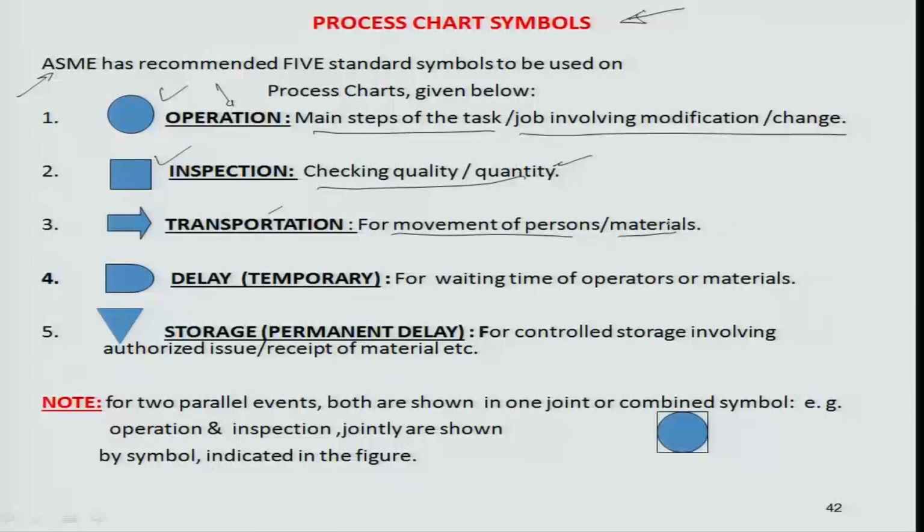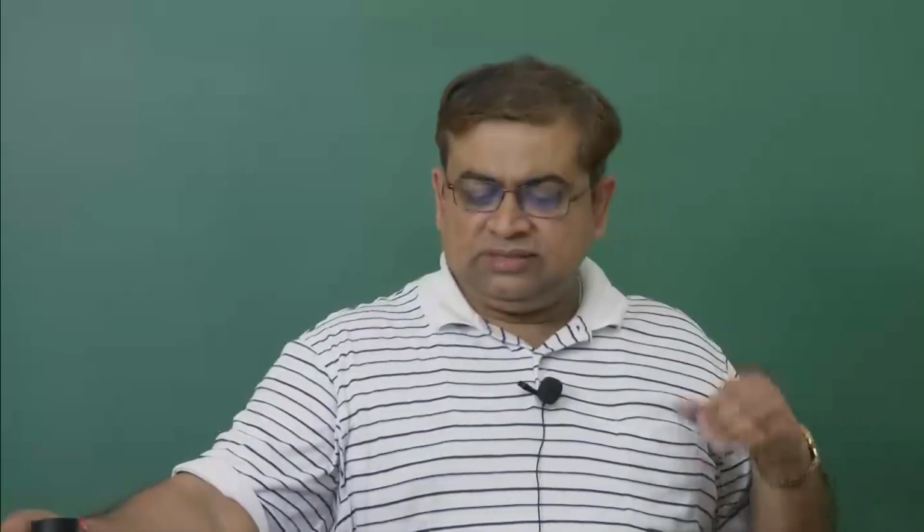There is also a D symbol here which represents delays, particularly temporary delays. Temporary delays could happen because of waiting time. For example, material has not arrived online, and the operator is simply waiting because he wants the material to come in place before he starts assembling it to the vehicle. So, this is more like a temporary delay and immediately has to be resolved.